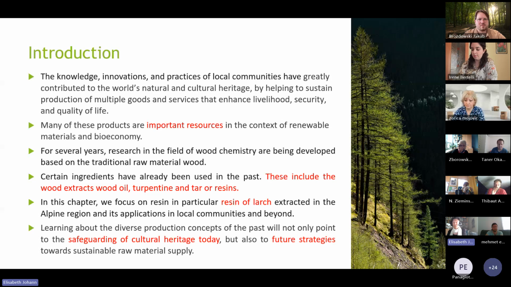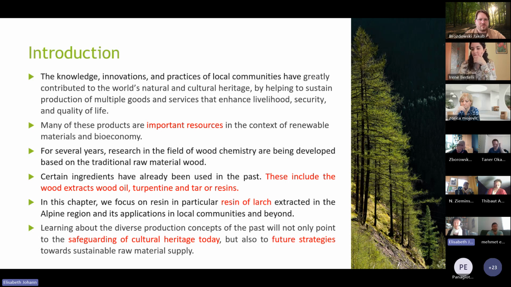For several years, research in the field of wood chemistry has been developed based on the traditional raw material wood. And certain ingredients have already been used in the past. These include wood extracts, wood oil, turpentine, and tar or resins. And in this chapter, we focus on resin, in particular resin of larch, extracted in the Alpine region, and its application in local communities and beyond.